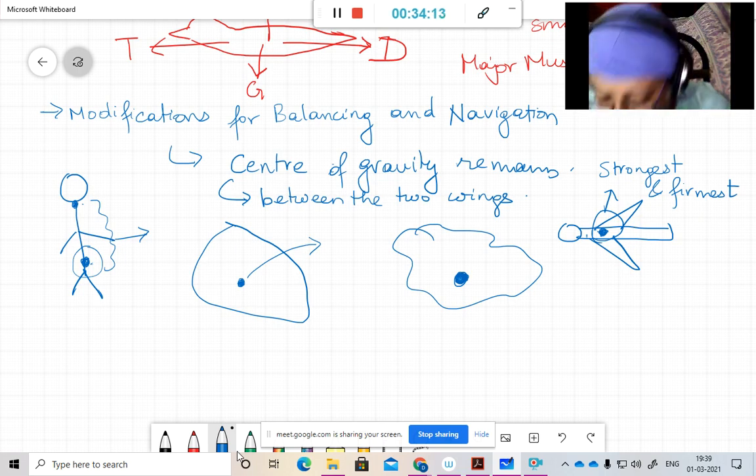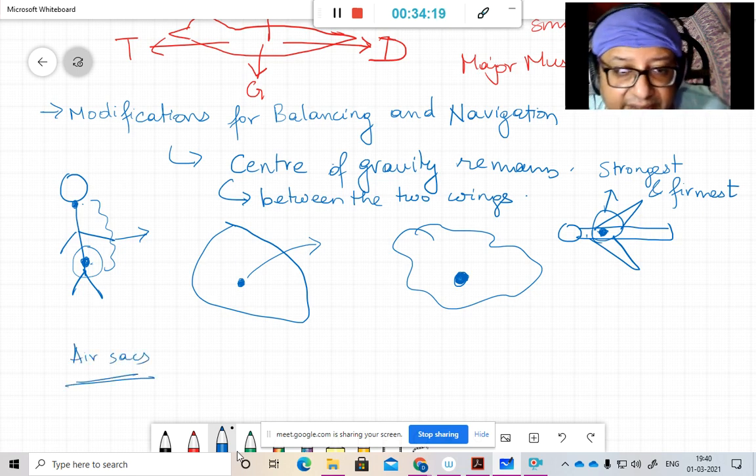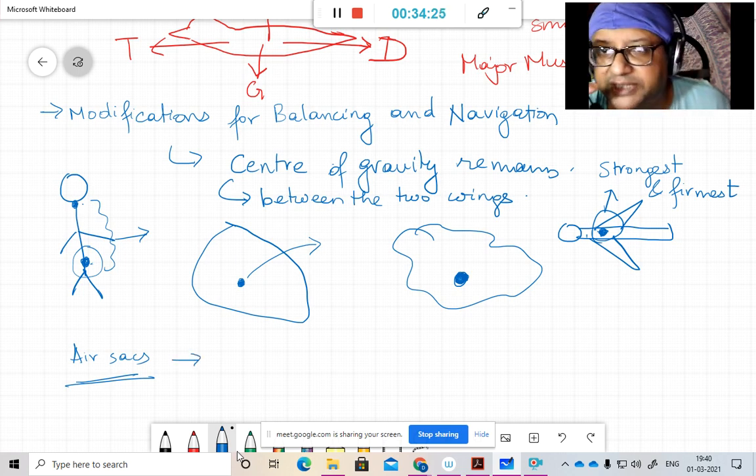Then of course you have the presence of air sacs inside the body. There are small air sacs, and these sacs actually help to float in air.